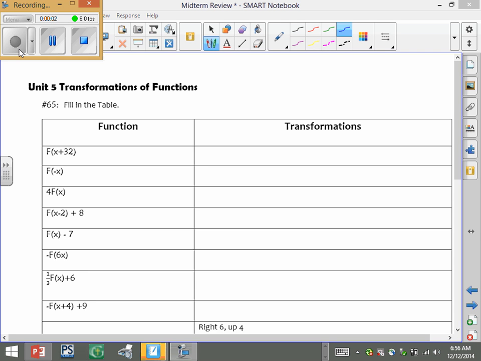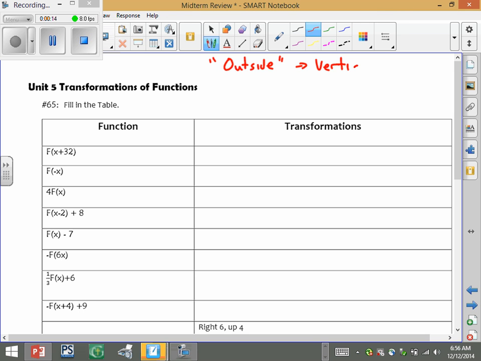This will be a quick reminder about all the transformations we did in Unit 5. Remember, we always said that if it was happening outside the function, that was a vertical move, and everything was normal in vertical land, if you will. And if something happened inside the function, remember it was always going to be a horizontal move and backwards.